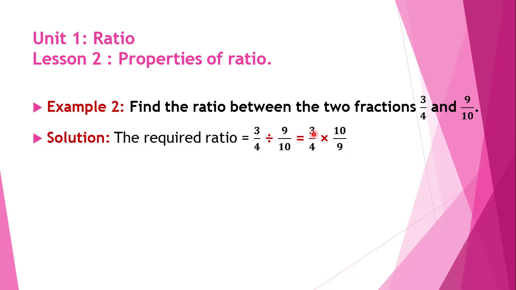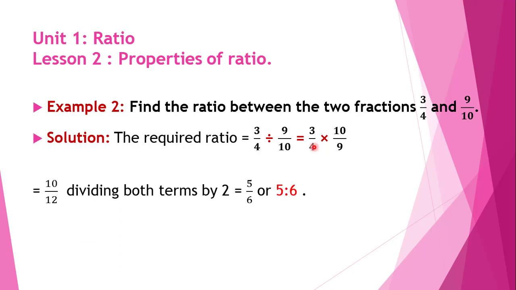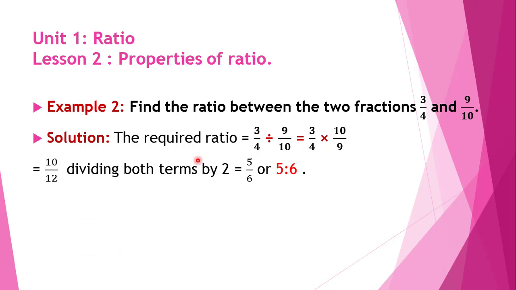Then I multiply numerators and denominators. It will become 30 over 36. We can divide by 3. The result will become 10 over 12. Also, we can divide again by 2. The result will be 5 over 6. Okay, this is one method.